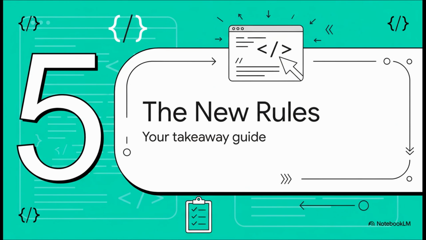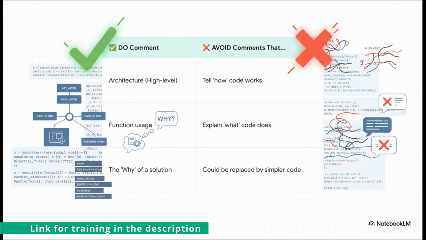All right, let's pull all of this together. We've covered a lot, so let's boil it down into a simple guide you can start using right away. Here you go, your new cheat sheet. On the left, this is the good stuff. Comment on the big picture, the function manuals, and the why behind your weird but necessary solutions. And on the right, this is what you avoid. Don't write comments that just repeat what the code is doing. If your code is clear, those comments are just noise.